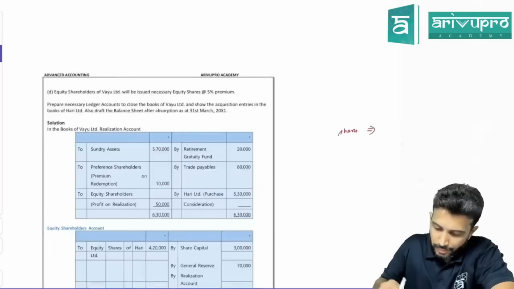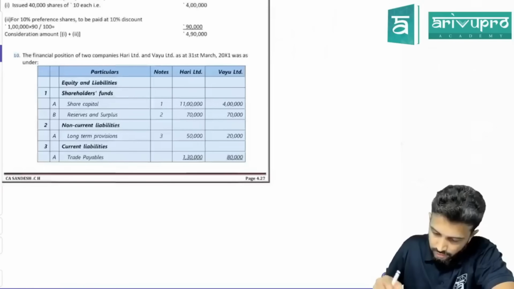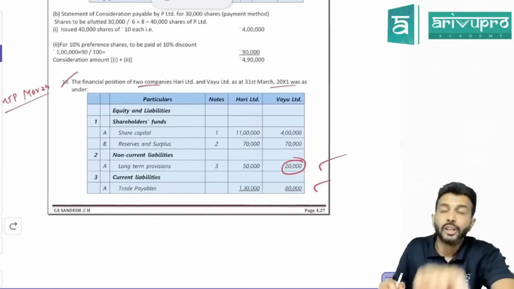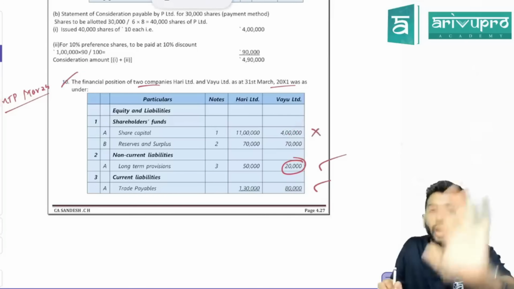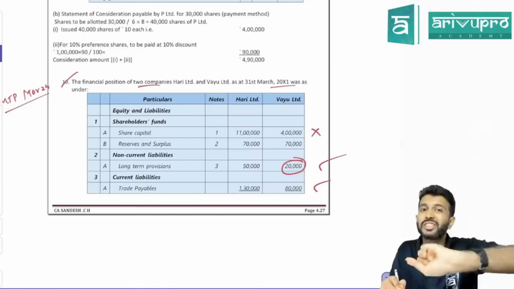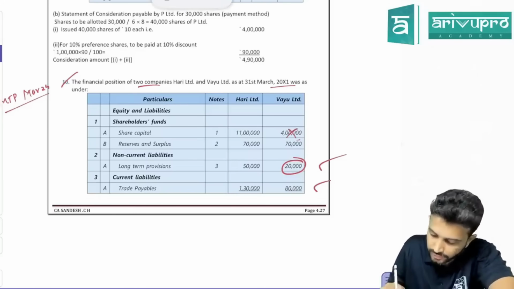Okay, check. In the balance sheet, what was the preference first here? What was the equity share capital of Hari Limited? 11 lakh. Okay. So now, will Vayu's equity share capital come? No. Only Vayu's assets and liabilities will come. Reserves and surplus and share capital will not come. So these we can knock off. Yes, now we'll cut off this.